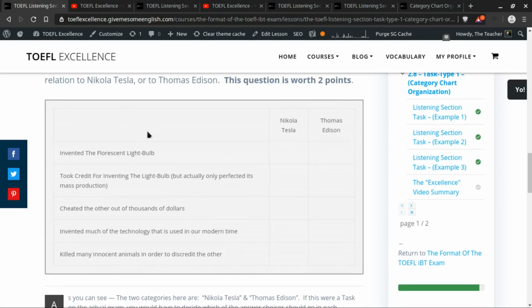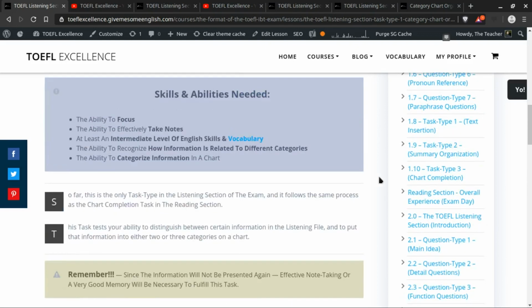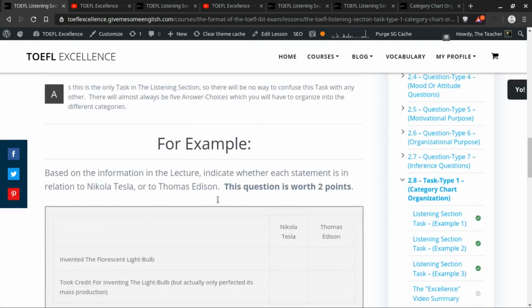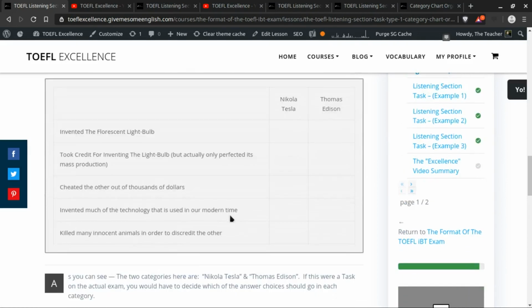Obviously, you have your main idea, which refers to the main idea question, and then you have your supporting details that go along with that main idea. There's usually two. Sometimes there are three, but it's usually two. And those supporting details will actually be the different categories that they use for this question type.